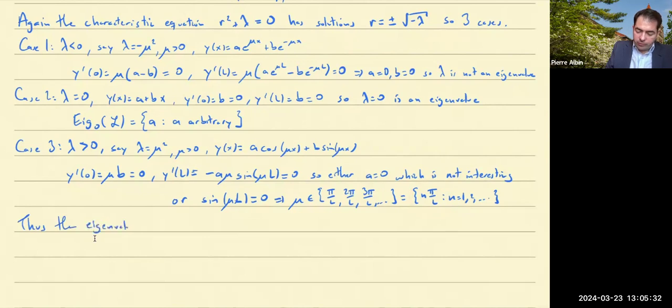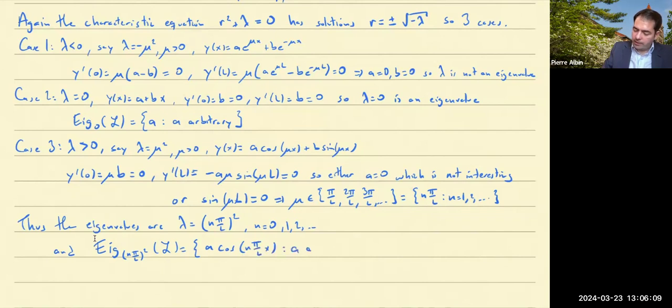Thus, the eigenvalues are lambda equal to (n pi over L) squared, with n starting at 0, and the eigenspaces corresponding to (n pi over L) squared are just multiples of cosine of mu x, where mu is n pi over L, and A is arbitrary.